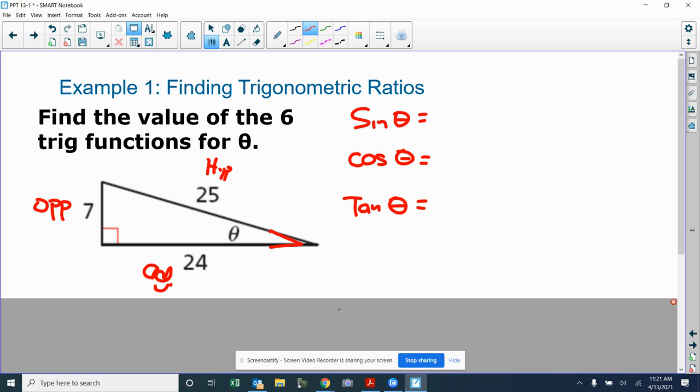Question? Just want the fraction? Just that, yeah. Okay. Leave it as a fraction. Opposite over hypotenuse: 7 over 25. Adjacent over hypotenuse: 24 over 25. Tangent, opposite over adjacent. Whoops, that's 7 over 24.